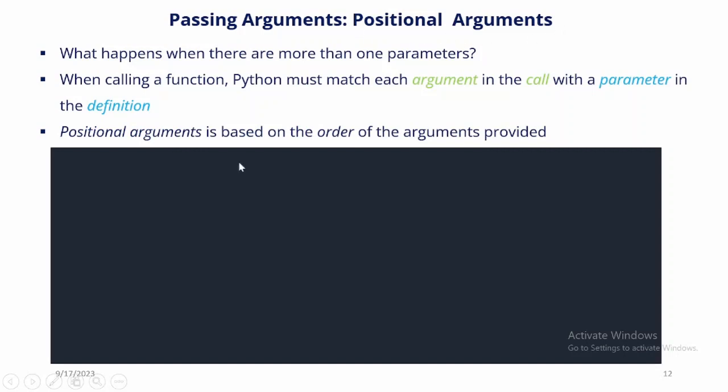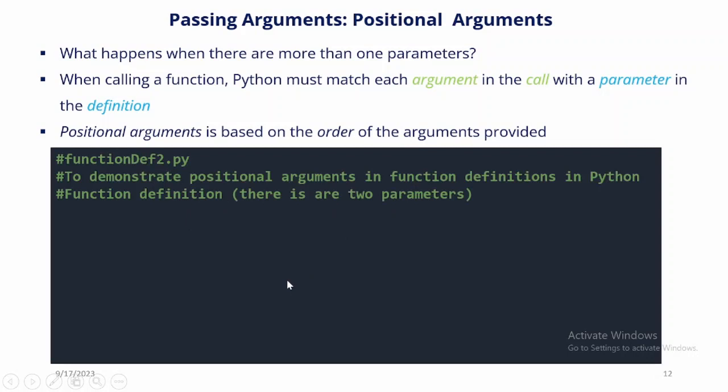Positional argument is based on the order of the arguments provided. Order means that the position in which you created the parameters is the same position in which you put the arguments. So we call this function def2. We say def describe pet, animal type, pet name.